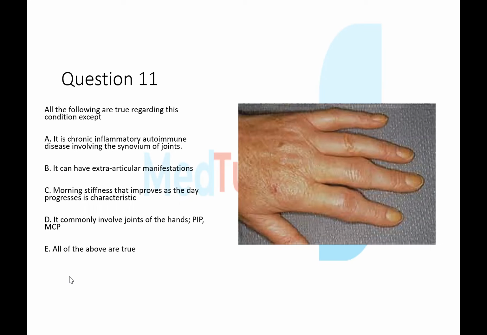So it is a chronic inflammatory autoimmune disease involving the synovium of joints. That's correct. It can have extra articular manifestation. That's also correct. Morning stiffness that improves as the day progresses is characteristic. That's also correct. In fact, anytime you have an inflammatory arthropathy, that is what typically happens. There is stiffness, and then as the patient uses the hand or the limb, it improves. It commonly involves the joints of the hand, that is the PIP joint and the metacarpophalangeal joint. That's also correct, meaning that all the options here are correct. Next slide.